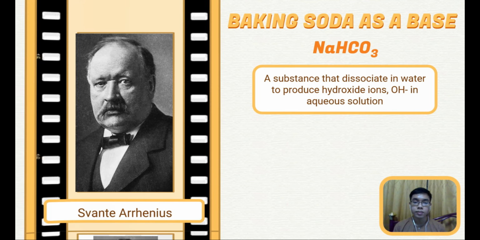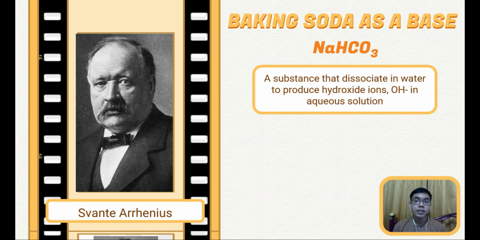When discussing the basicity of baking soda, we have three different theories, which we will discuss in the next part. The first acid-base theory is the Arrhenius theory by Svante Arrhenius. According to Arrhenius' theory of acids and bases, a base is defined as a substance that dissociates in water to produce hydroxide ions, OH-, in aqueous solution.